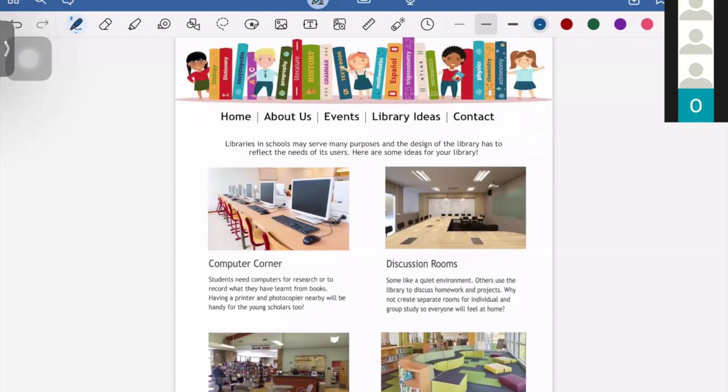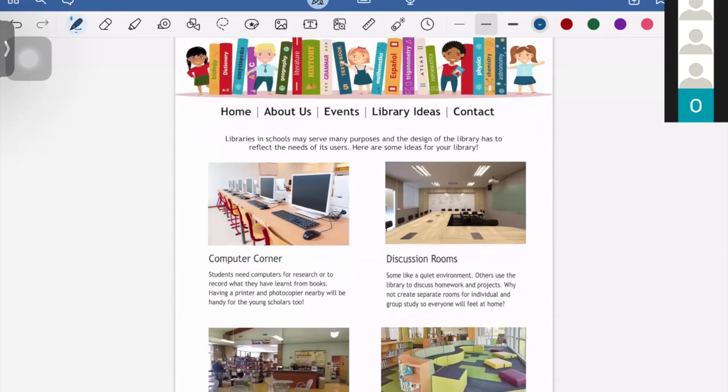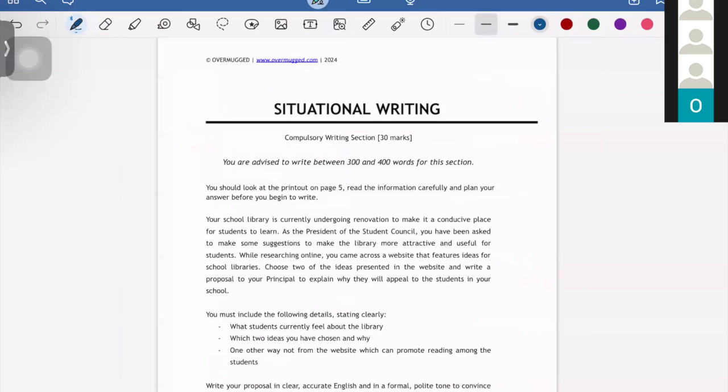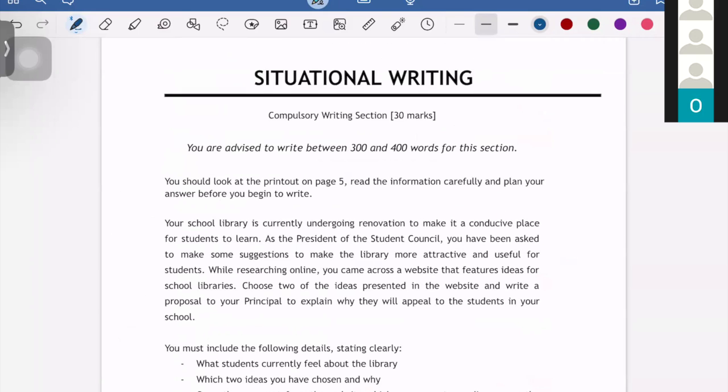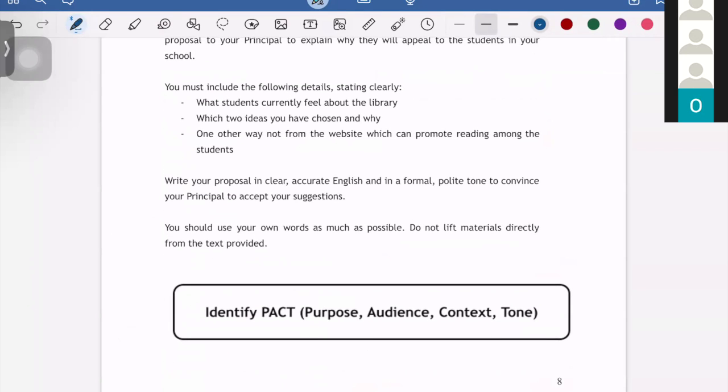Go all the way to this page. We're gonna start off with situational writing first. This is your stimulus. This would be your situational writing questions. Now, whenever you start off with your situational writing questions, I need you to identify a few details.